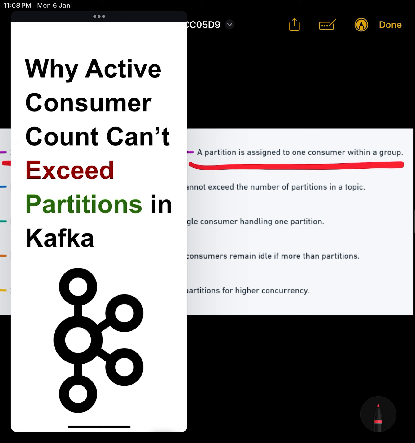Single consumer per partition in a group. Kafka assigns each partition to exactly one consumer within a consumer group. This ensures that no two consumers in the same group process the same messages from a partition. If there are more consumers than partitions, the extra consumers cannot be assigned a partition, rendering them idle.